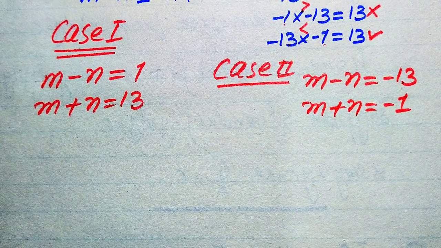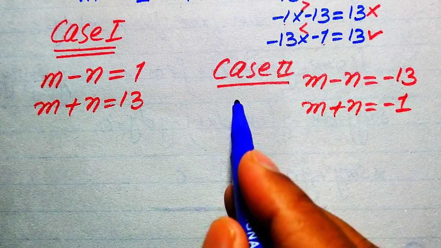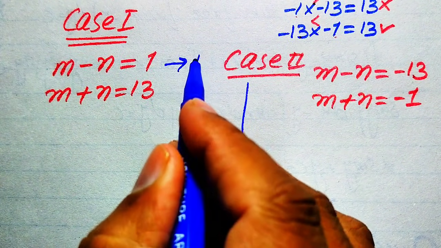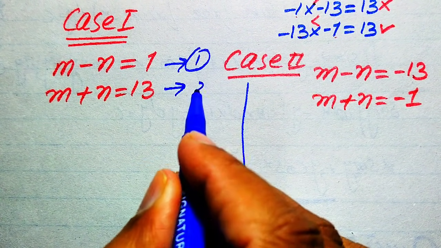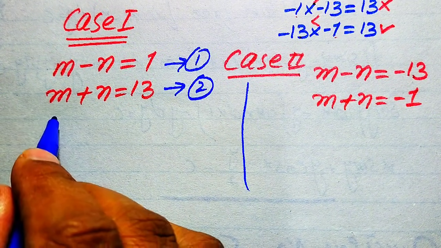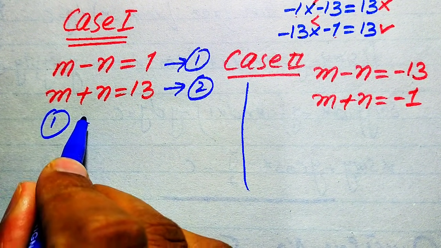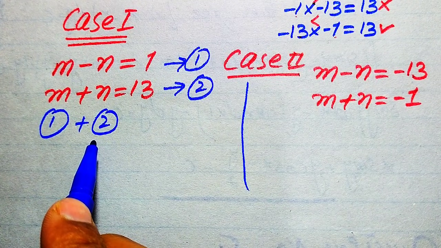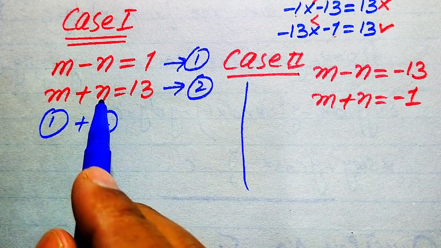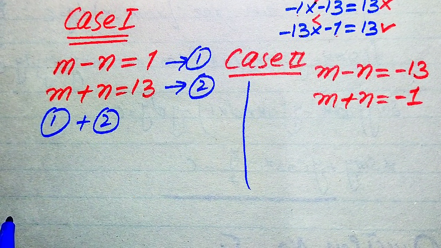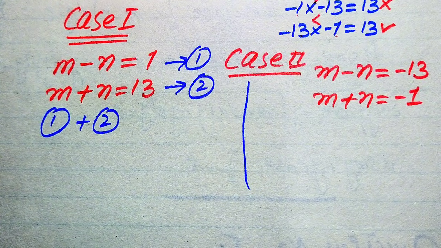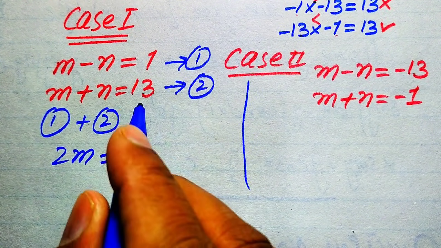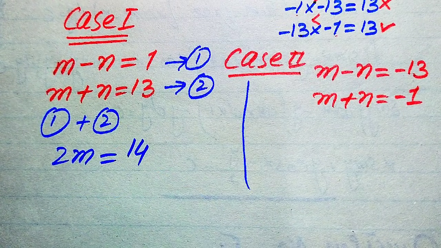Okay, so here we need to solve these two cases to get the values of m and n. First we call this equation number 1, and this is our equation number 2, and now we need to add equation number 1 and equation number 2. When you add these two equations, the negative n and positive n cancel out by each other, and we get m plus m becomes 2m equal to 1 plus 13 is equal to 14.